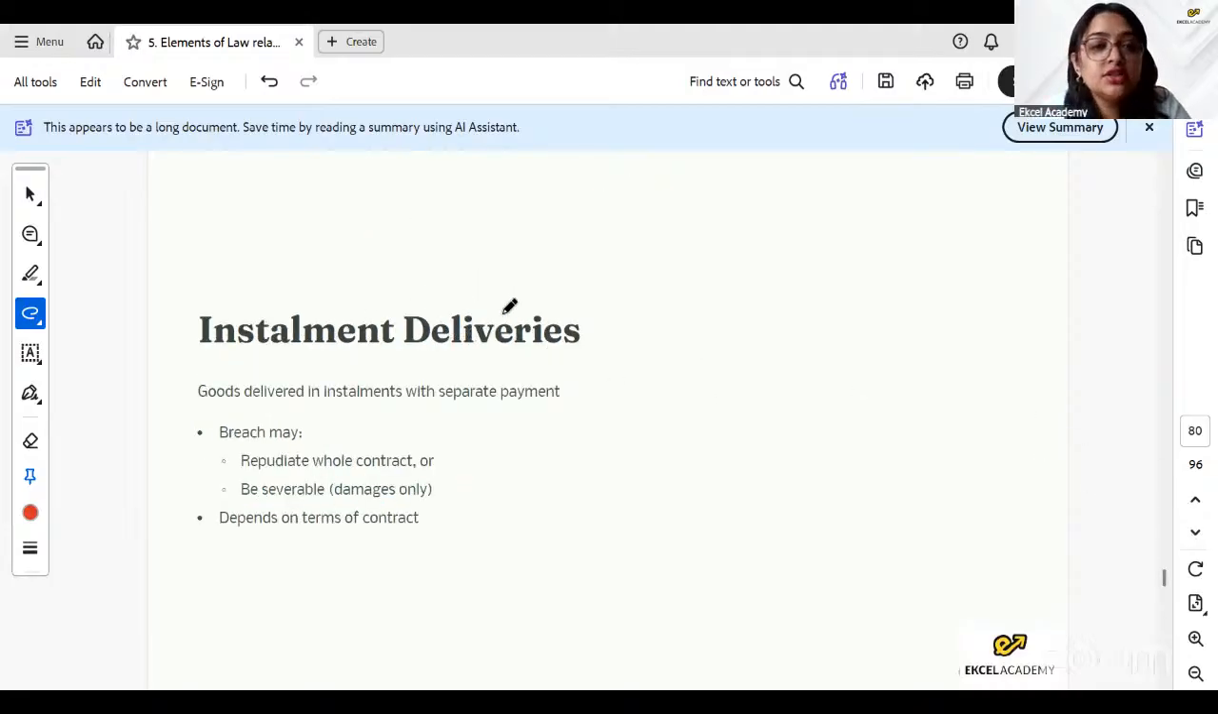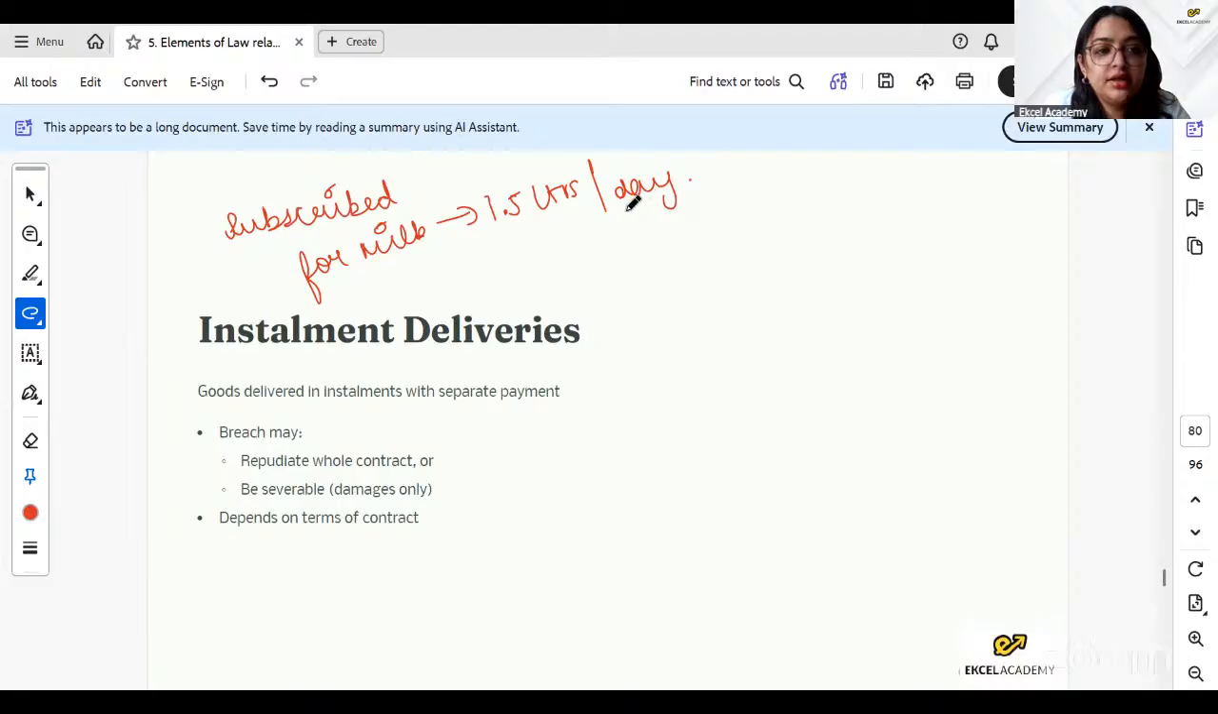Installment deliveries. Let's say, for example, you have subscribed for milk, saying 1.5 liters per day. So this is goods delivered in installments with separate payment.